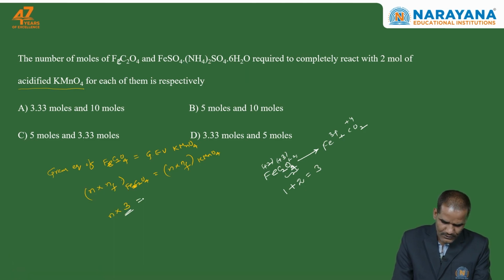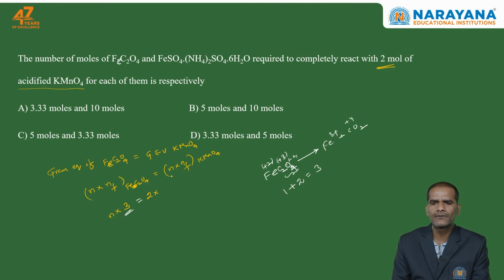That is equal to the gram equivalents of KMnO4, and here it is given in the question that it is 2 moles. What is the N factor for KMnO4 in acidic medium? KMnO4 N factor is 5. So hence n is equal to 10 by 3, and 10 by 3 means it is 3.33 moles.